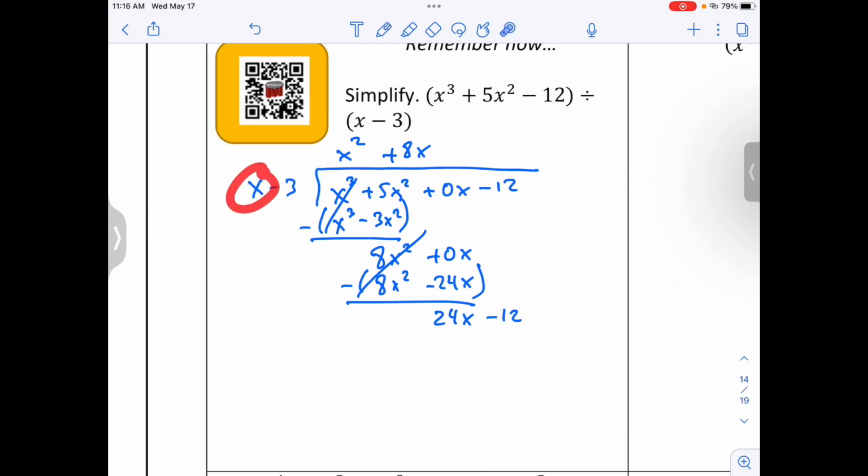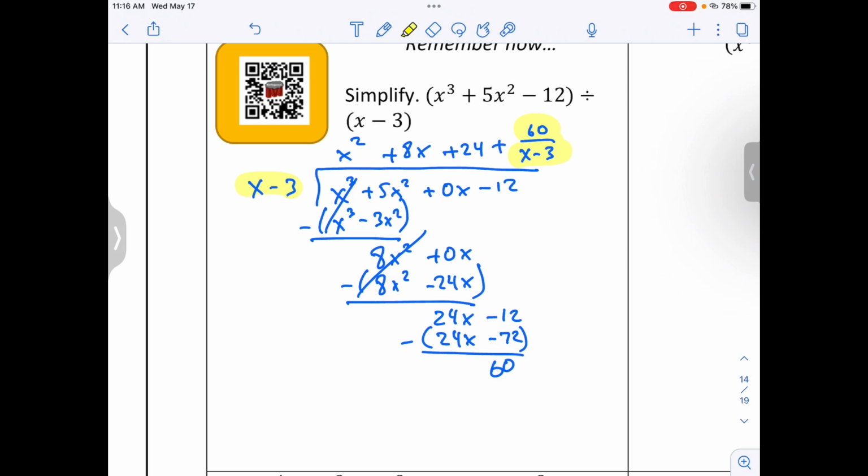And finally, we're going to divide x into 24x, so that's plus 24, and multiply that 24 times x minus 3, and then subtract it off, and get a positive 72 with a minus 12 is positive 60, and that is our remainder. And we'll want to write that remainder. Perhaps you've written remainder with an R, but we do want to write that remainder over what we divided by, and that's going to be an important part of using this with calculus.